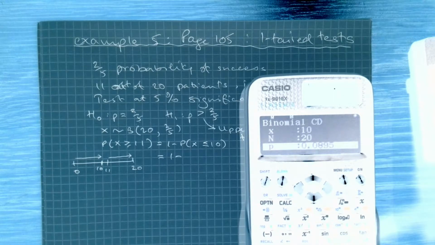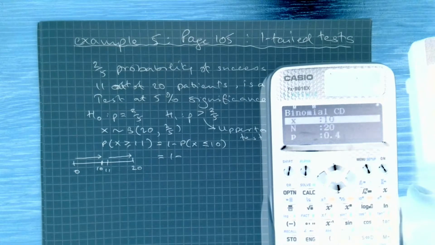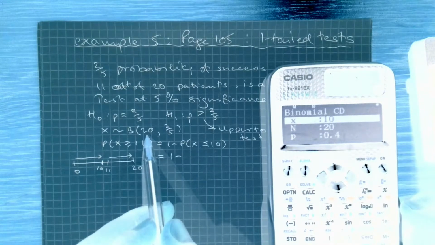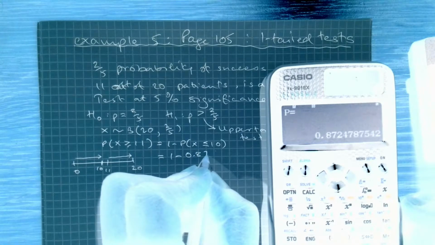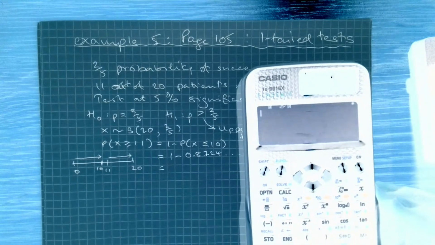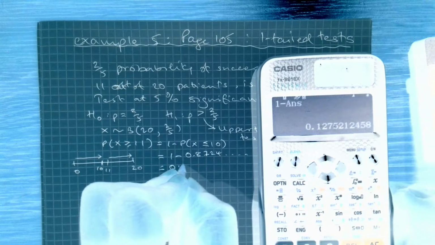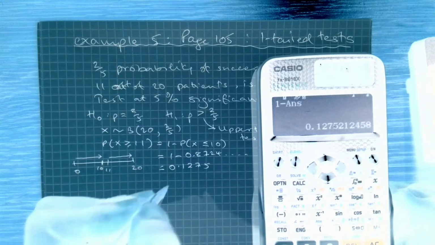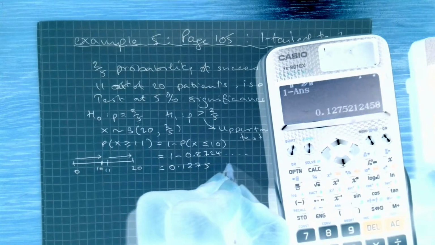And the probability is 2/5, so 2 divided by 0.4. Okay, now what that gives me is this number. Let me just check that I've typed it in correctly. Yeah, so 10, 20, 2/5. Yeah, so 0.8724... So the easy way to do that is menu number 1 and 1 minus the answer, and we want 4 decimal places, so 0.1275. Okay, which if you wanted to you could write as a percentage, 12.75%.